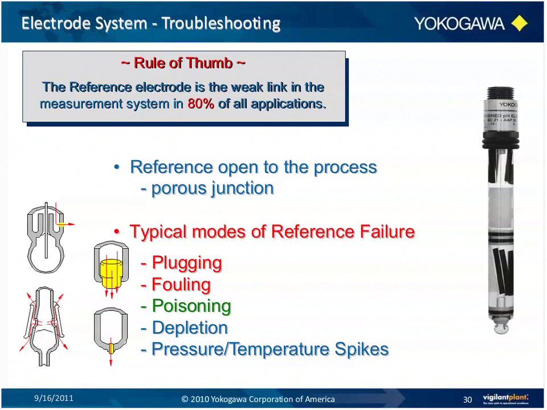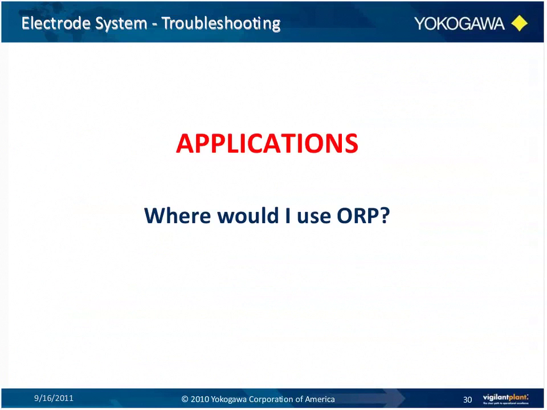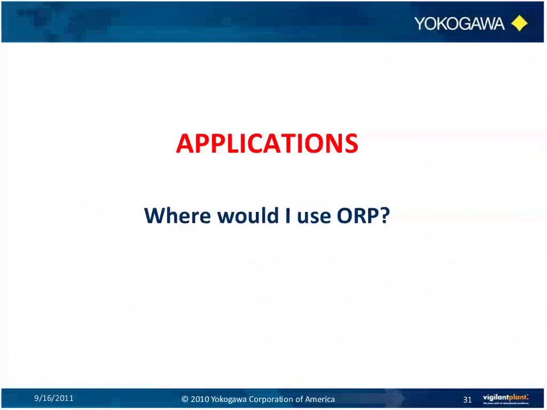So far we've discussed what ORP is, how ORP is measured, what equipment is needed to measure ORP, and how you maintain your ORP system. Now let's take a moment and look at some applications. As with any measurement, the goals are always the same. You want to know, how can I get an accurate, reliable, and repeatable measurement with the least amount of maintenance? This is what everybody wants.